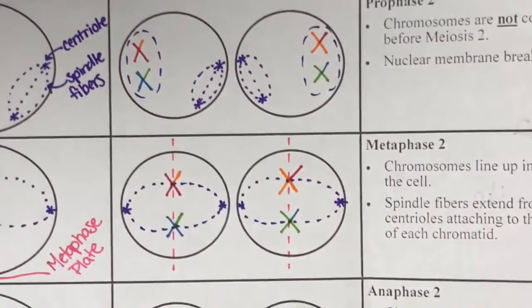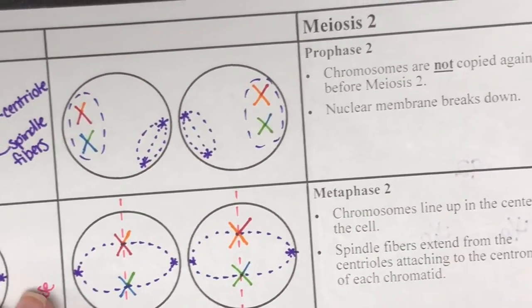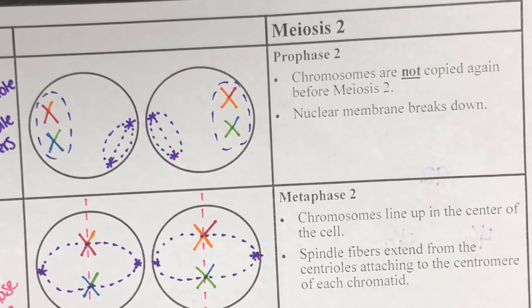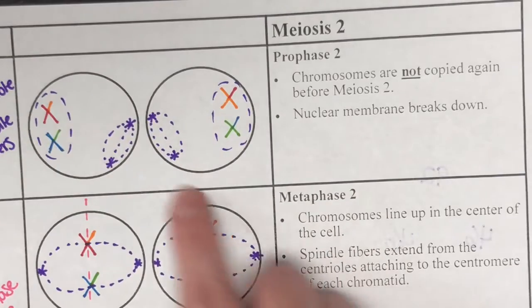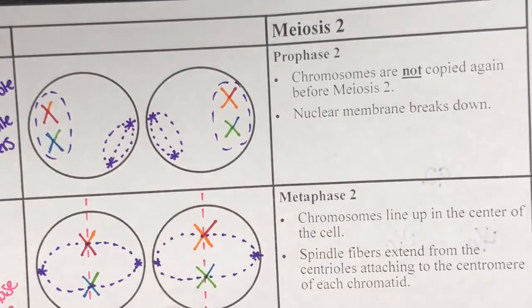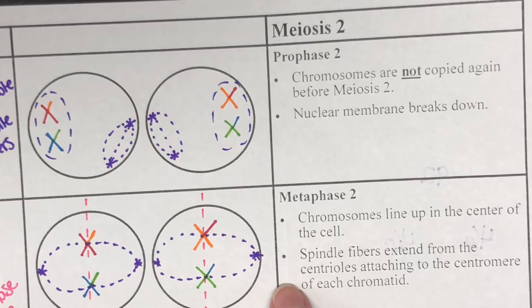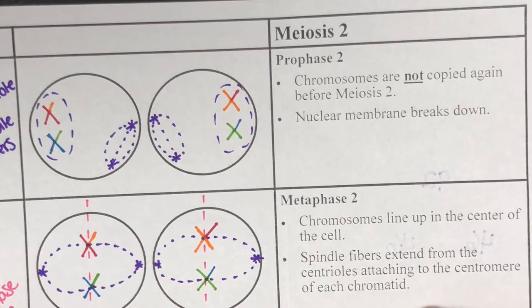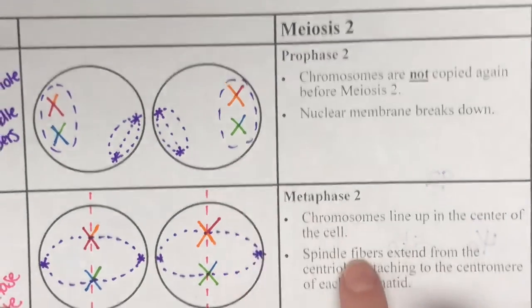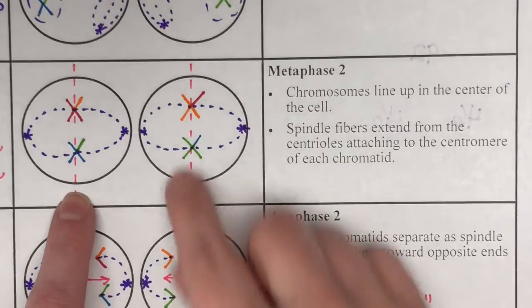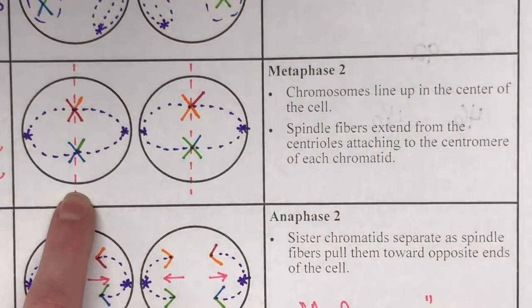Okay, so now we're going to move on to prophase 2. So this is starting meiosis 2. These nuclear membranes are starting to break down again. Those centrioles and spindle fibers are moving to opposite ends of the cell. And the most important thing is that the chromosomes are not copied again, and recombination and crossing over does not happen again. Okay?